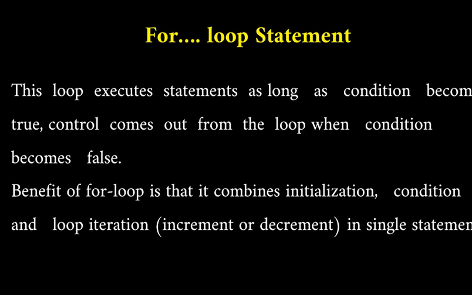Let's see the for loop statement, how it will work. The for loop statement executes statements as long as the condition becomes true. If the condition is found true, it displays the true result. Otherwise, control comes out of the loop when the condition becomes false. The benefit of the for loop is that it combines initialization, condition, and loop iteration, increment or decrement, in a single statement.